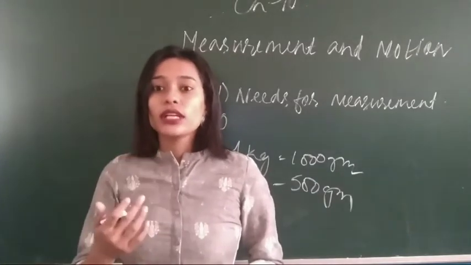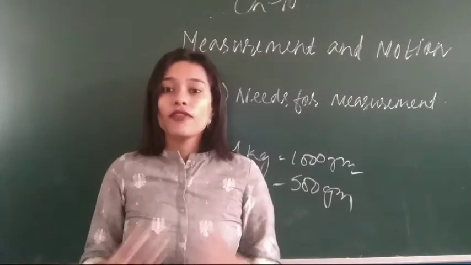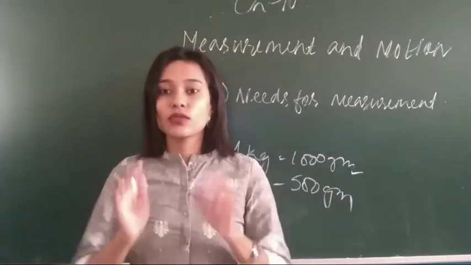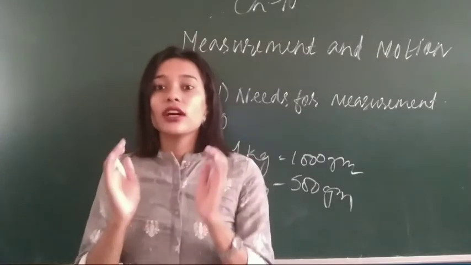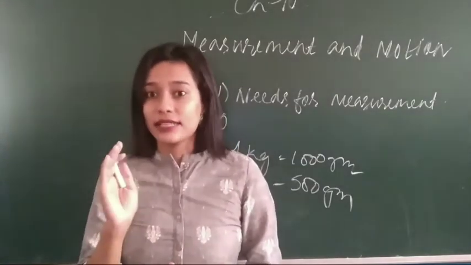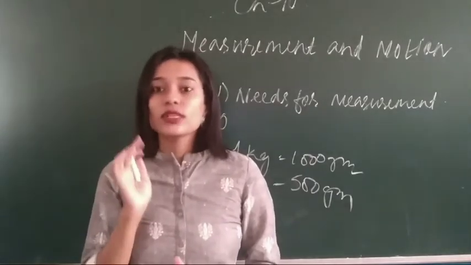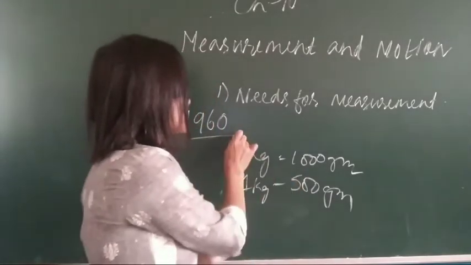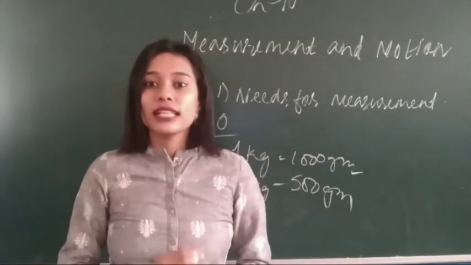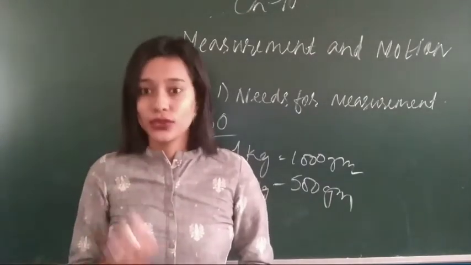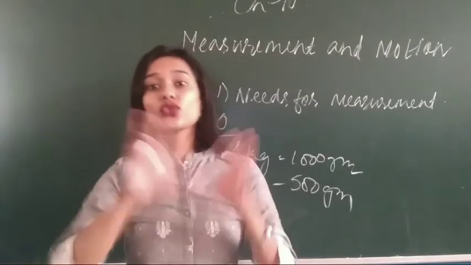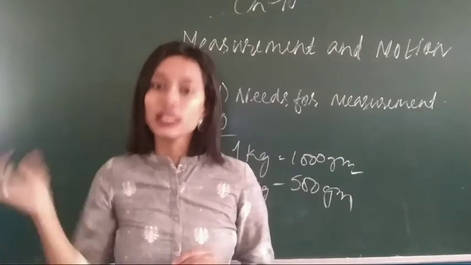So the scientists of all countries came together and decided to make an accurate unit of measurement, and they created the SI system. This SI system was adopted in the year 1960, and this system is also known as the International System of Units. And this SI system was accepted universally by almost all the countries.